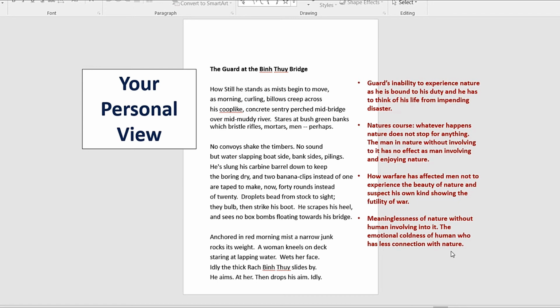The next one is how warfare has affected men not to experience the beauty of nature and suspect his own kind, showing the futility of war. He is aiming at the woman to kill her. And further, the meaninglessness of nature without human involvement in it. And the emotional coldness of a human who has less connection with nature.